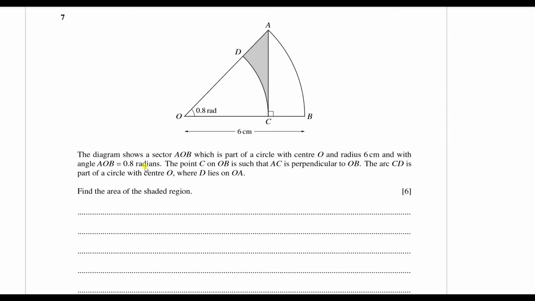The diagram shows a sector AOB. We can see sector AOB with center O, part of a circle, and the radius is 6 centimeters. So OA will also be 6 centimeters, since it is a radius. The angle AOB is 0.8 radian, and the point C on OB is such that AC is perpendicular to OB.